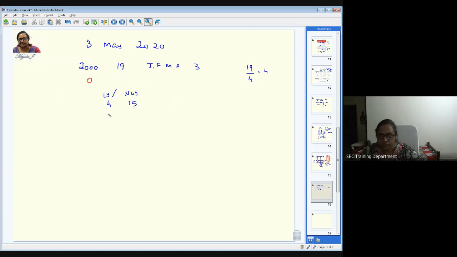So here 4 into, again the same thing, into 2, because every one leap year you are going to have 2 odd days. So this is 8 and this is going to be 1. 15, again divide by 7, you are going to get 1. So 1 plus 1, 2. This you have to fill in here. You're going to have 2 here.